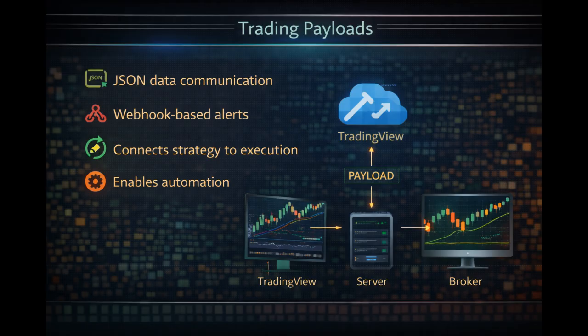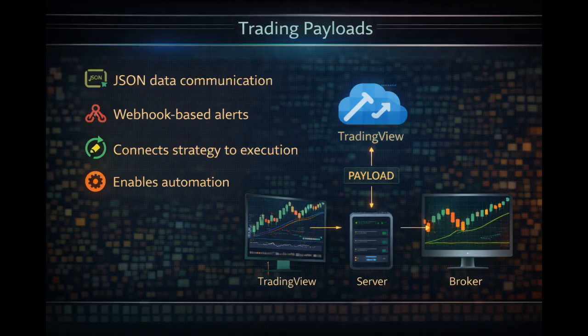3. Trade execution. If all conditions are satisfied, the system sends a trade order to the exchange using an API. 4. Logging and monitoring. The system records the trade information in a database for performance tracking. For example, if a payload indicates a buy signal for BTCUSD, the trading bot may place a market order on an exchange such as Binance.